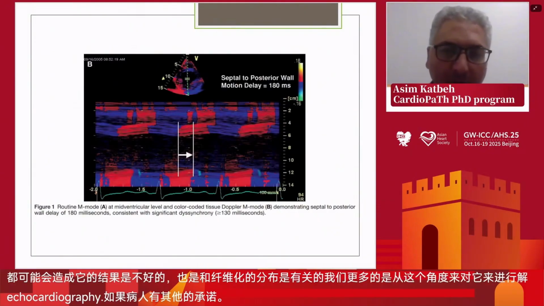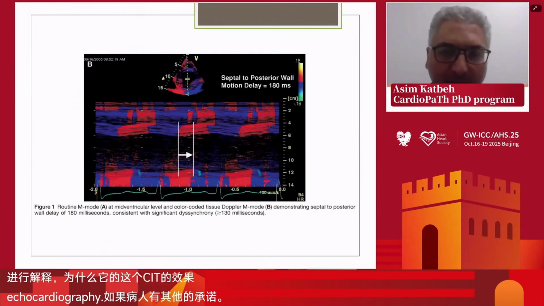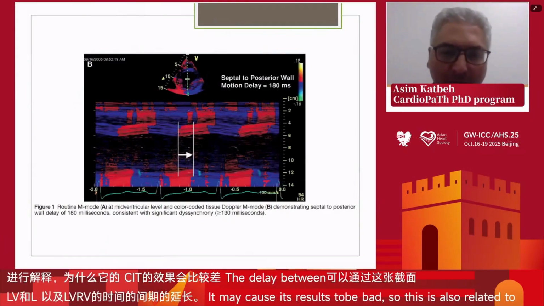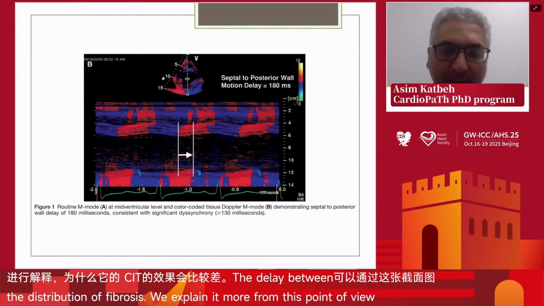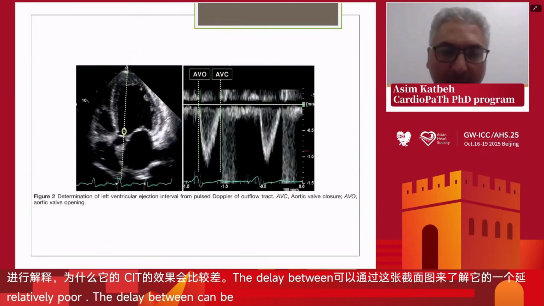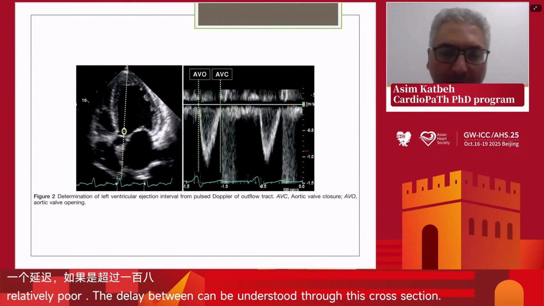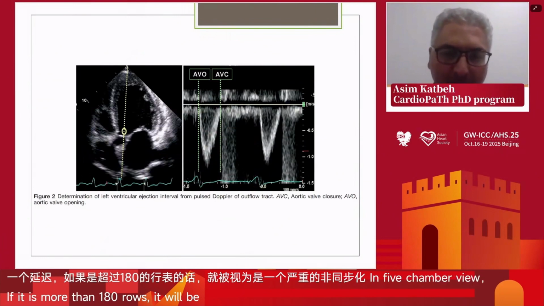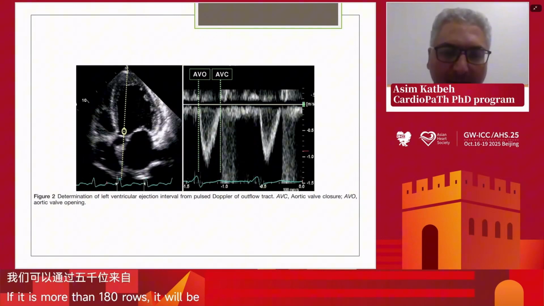Based on M-mode in the short parasternal axis view, we can study the delay between the septum and posterior wall motion. If it is more than 130 milliseconds, it's consistent with significant dyssynchrony. And then we can measure the VTI of LV output in the 5-chamber view by pulse Doppler, which helps us to calculate the cardiac output.